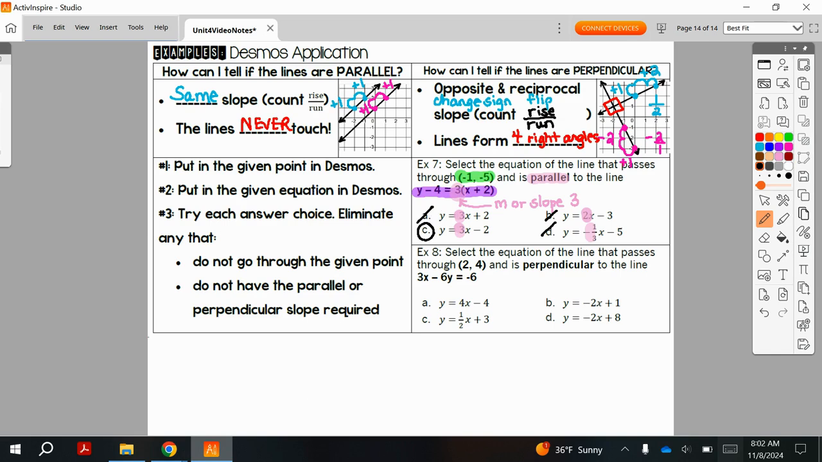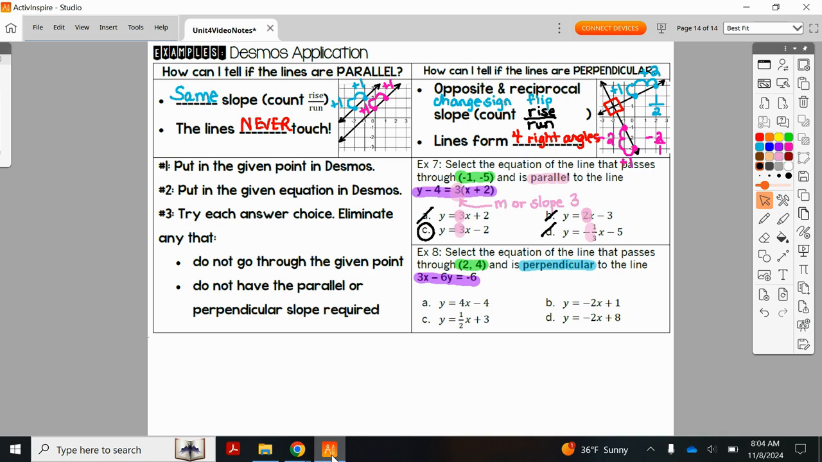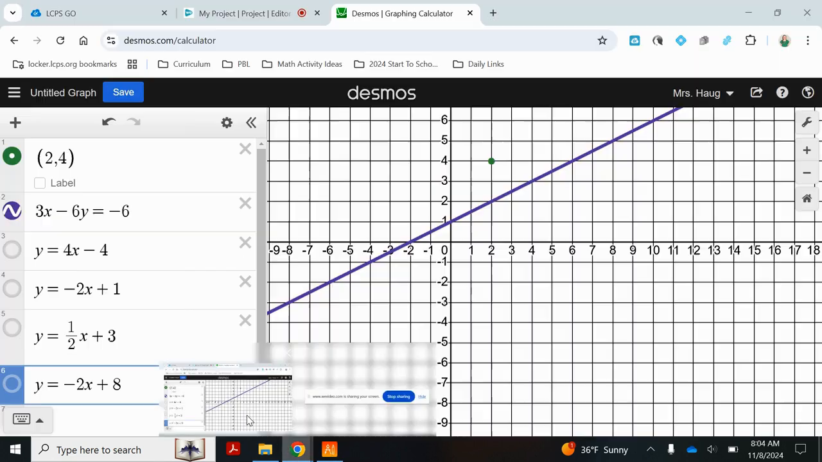Next, example 8, select the equation of the line that passes through (2, 4). Again, that's going to be my green point, and is perpendicular this time to the line 3x minus 6y equals -6, and that will be my purple line. For this example, I can't easily find the slope, so I'm going to go ahead and rely heavily on Desmos. So let's go ahead and try each answer choice.